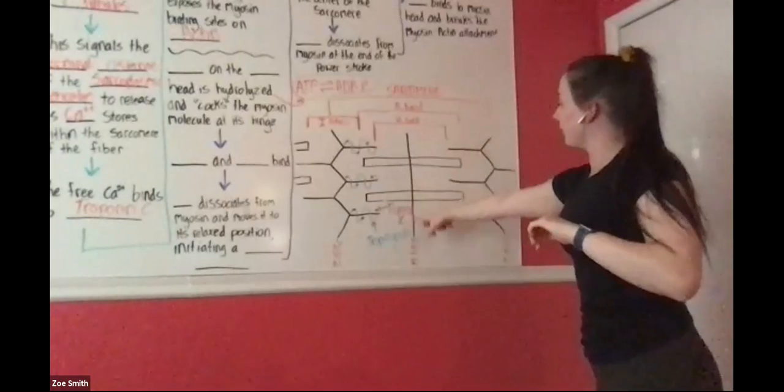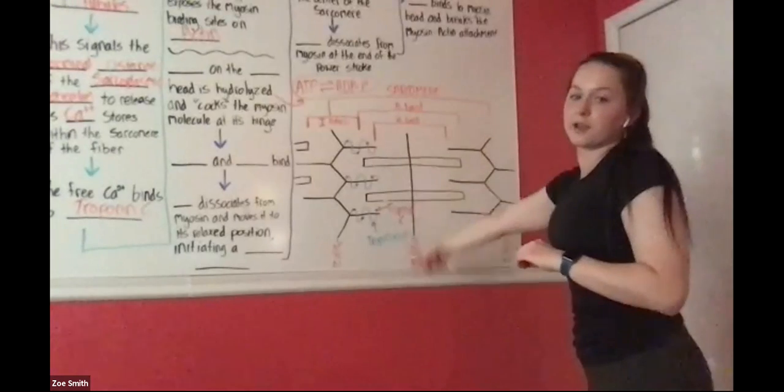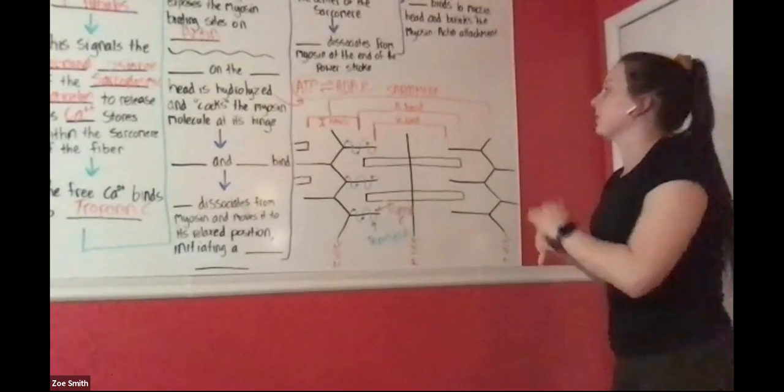The M line is in the middle. You can think of it like the M line is where the myosin is attached, right down the middle of the sarcomere. Yeah, that's about it. So this is a sarcomere.